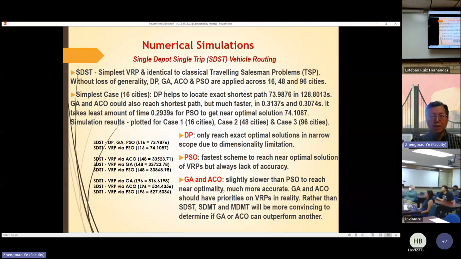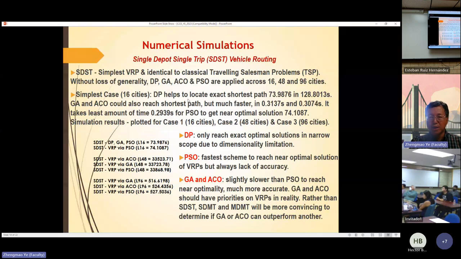In the simplest case, single depot, single trip will be conducted at first. And this type of SDST problem is also identical to the classical TSP problem. Without loss of generality, the DP, GA, ACO, and PSO are applied across the 16, 48, and 96 cities, respectively. Let's focus on the simplest case with the 16 cities.